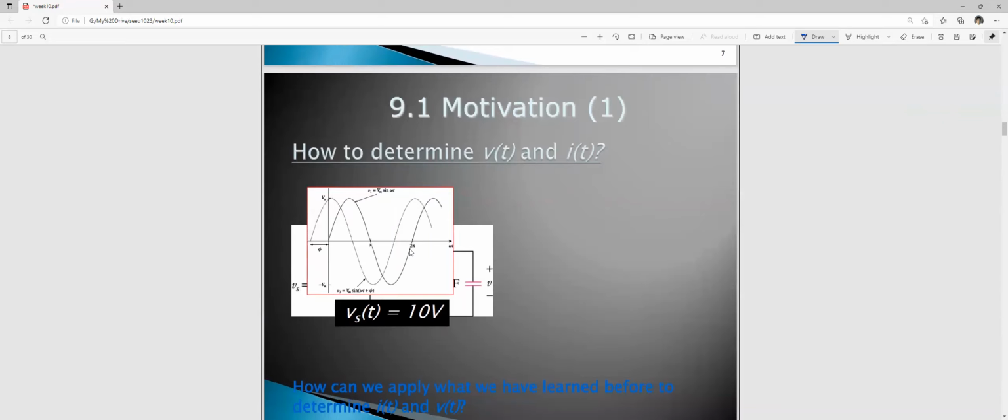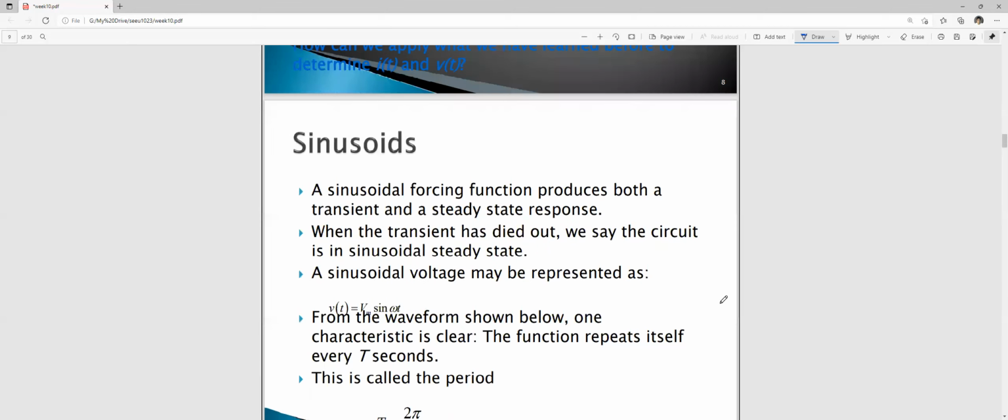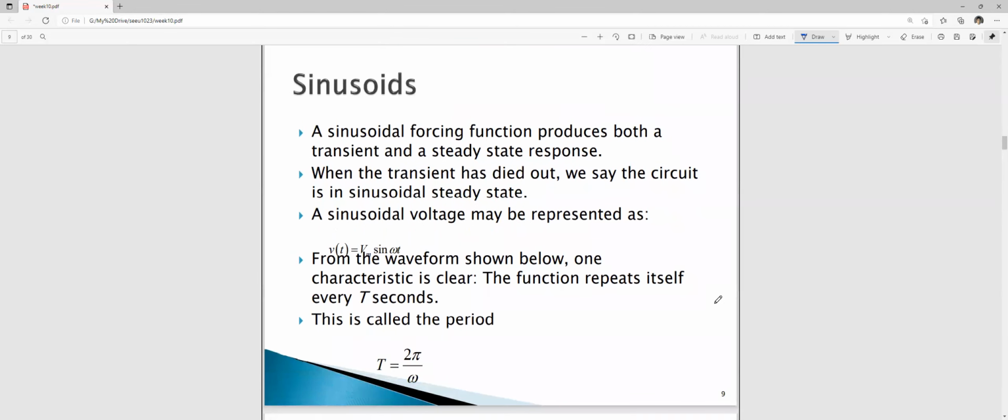Okay, so the motivation: how to determine v(t) and i(t)? How can we write down the equation of the voltage and the equation of the current, because this is actually time dependent? The sinusoidal voltage, for example, can be represented using these equations.